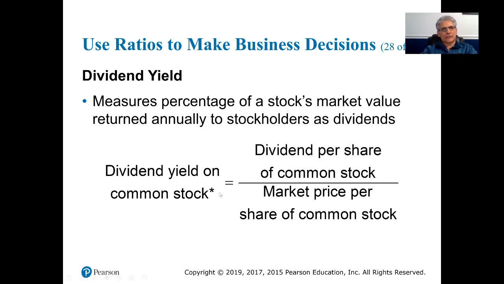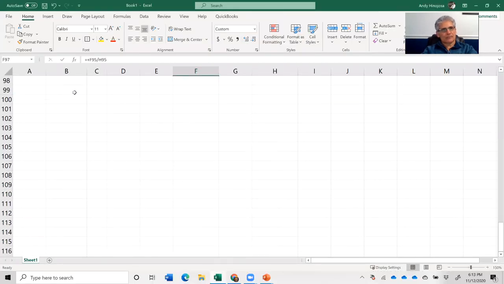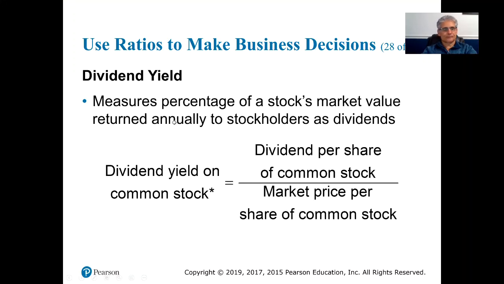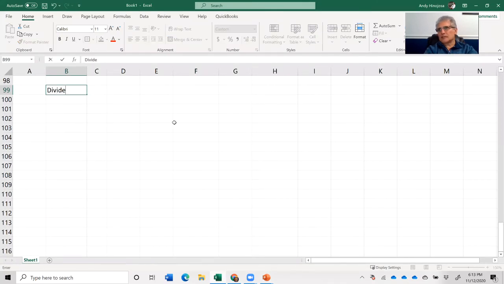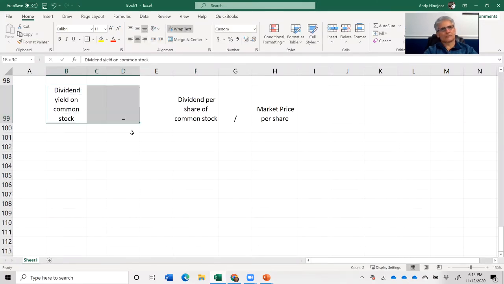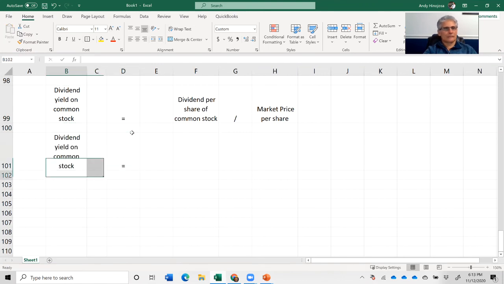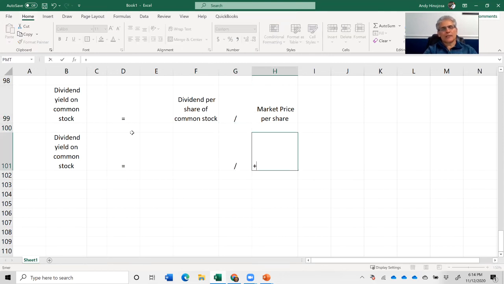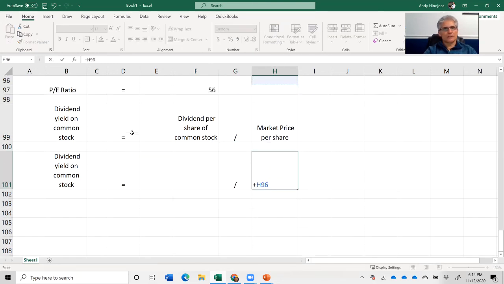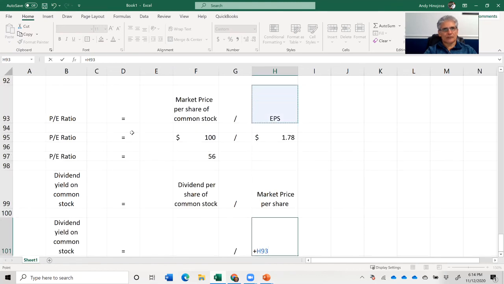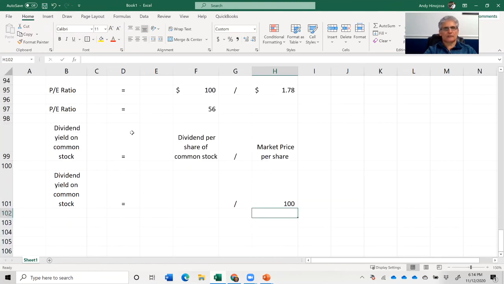All right, let's go look at this. We'll go ahead and plug this in. Dividend yield. Okay, so on our spreadsheet, we have the dividend yield on common stock is equal to the dividend per share of common stock divided by the market price per share. We'll go ahead and use what we used before. Market price per share, $100.